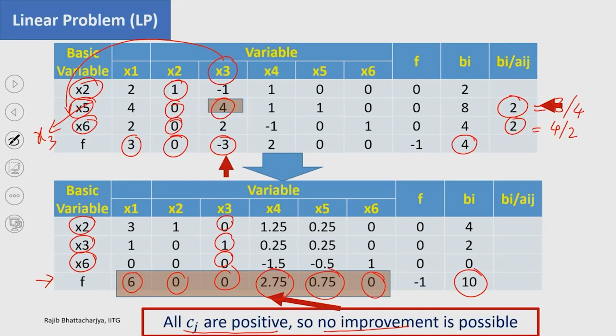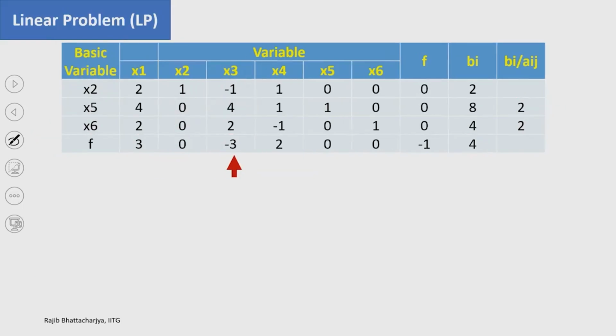So, what you will do basically? You will look at the coefficient of the variable in the objective function, and if it is positive, okay, no improvement is possible, that means you got the optimal solution. I hope this is clear. So, now what I can do? Let us see if I consider this as a pivoting element.